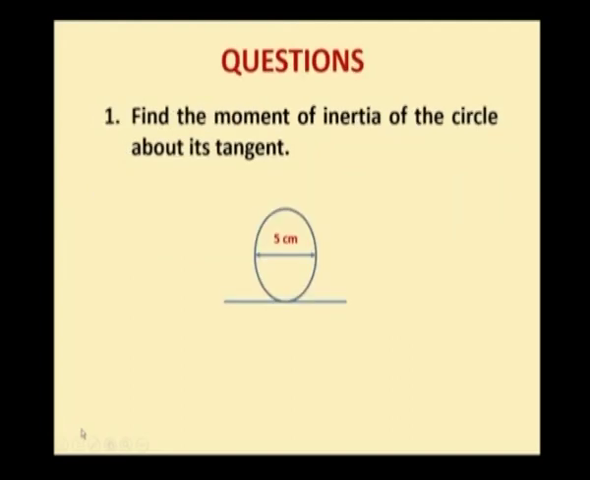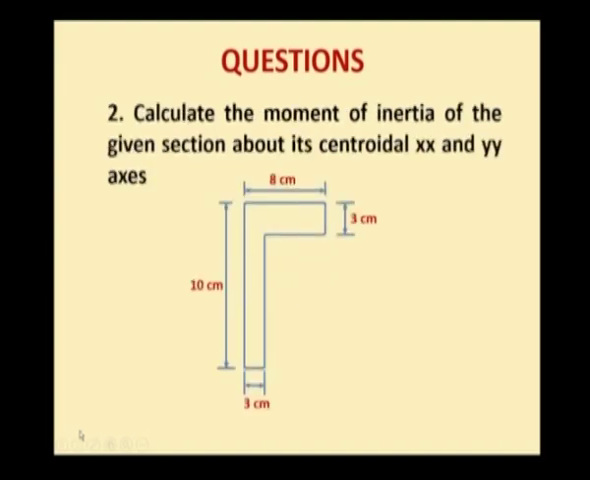Students can answer the following questions. Find the moment of inertia of the given circular section about its tangent. Now, this circular section has a diameter of 5 centimeter. You are asked to calculate the moment of inertia of this circular section about its tangent. Second question is also a problem. Calculate the moment of inertia of the given section about its centroidal x and y axis. This section is an unequal angle section. Ixx and Iyy are to be calculated. With this, we have come to the end of this lecture. Thank you.